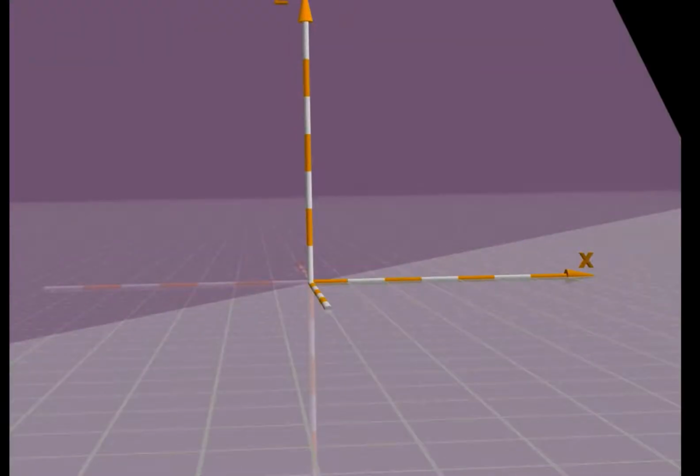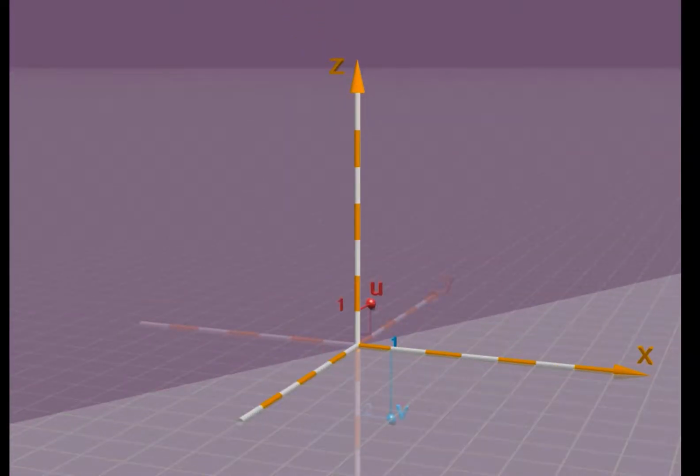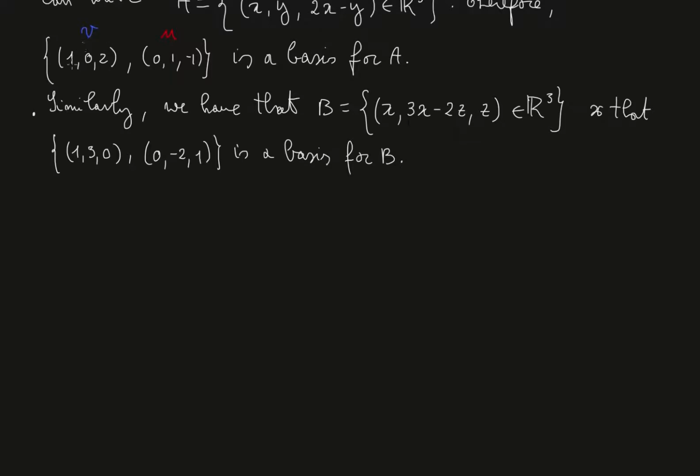The plane is tilted in all the axes, as you can clearly see here. These are the vectors of the basis we just derived for A, and we call the vectors u and v. So v is (1, 0, 2), the first vector of the basis of A, and u is (0, 1, -1), the second vector of a basis of A.